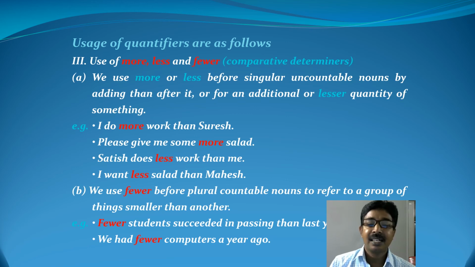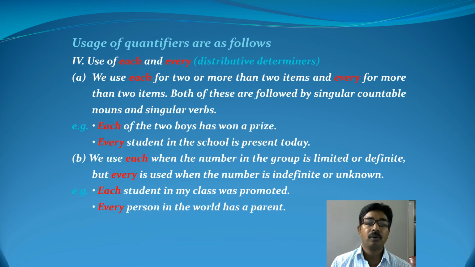Satish does less work than me. I want less salad than Mahesh. And we use fewer before plural countable nouns to refer to a group of things smaller than another. Example, fewer students succeeded in passing than last year. Another example, we had fewer computers a year ago.